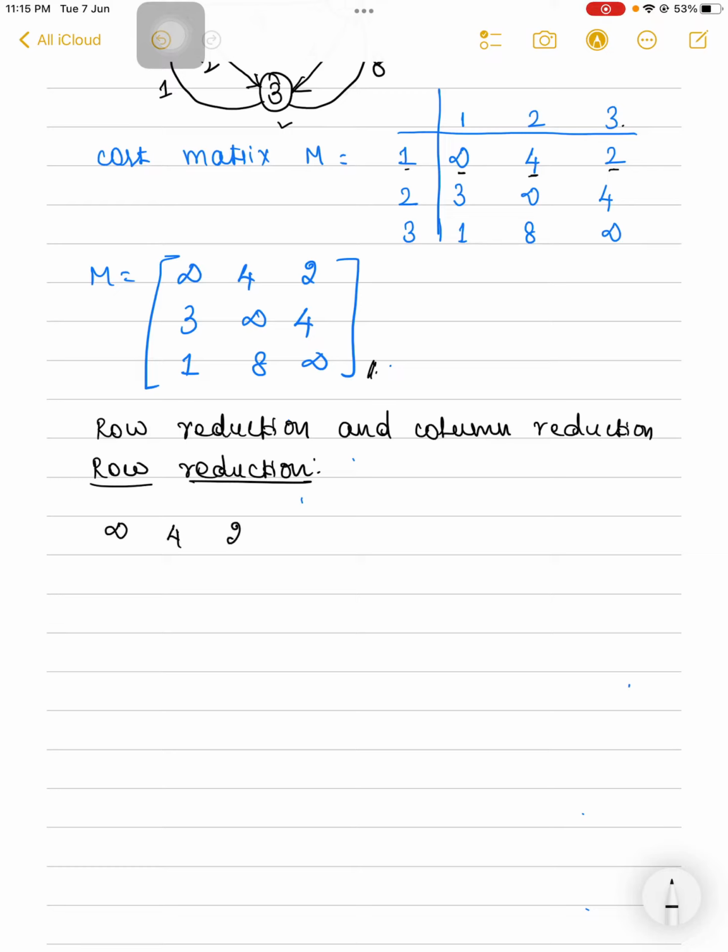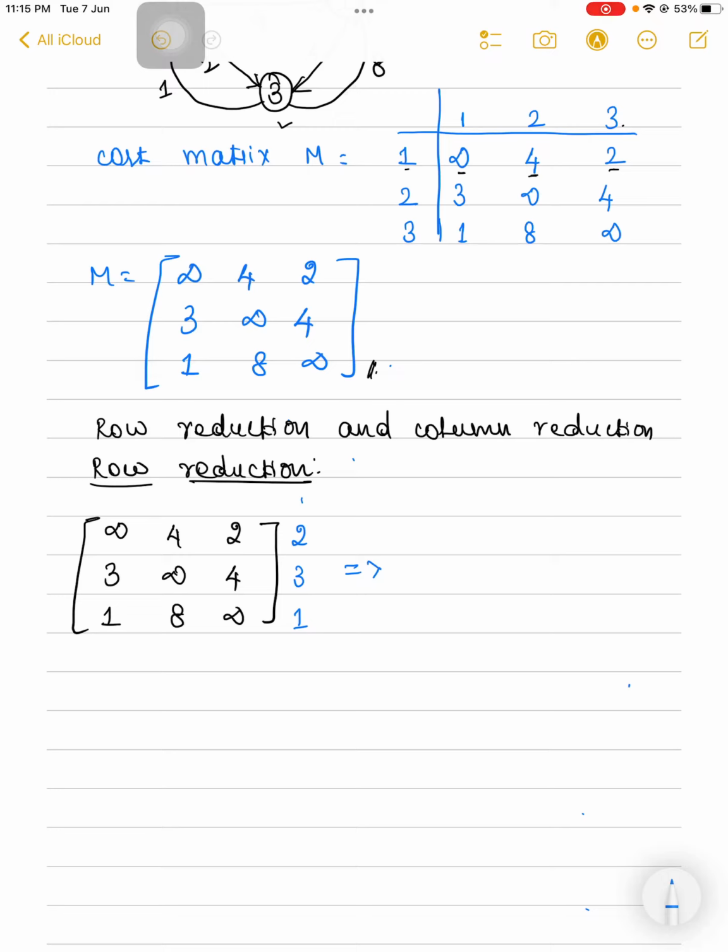For performing the row reduction, we identify the least value, the row minimum, from the entire row. When we look at the first row, there are 3 values, infinity, 4 and 2. Among these 3 values, the minimum value is 2, so fetch 2 and write it here. In the second row, the minimum value among these 3 is 3, and in the third row the minimum value is 1. After identifying the row minimum, we subtract the row minimum from the entire row. In the first row the row minimum is 2, so subtract 2 from all these values.